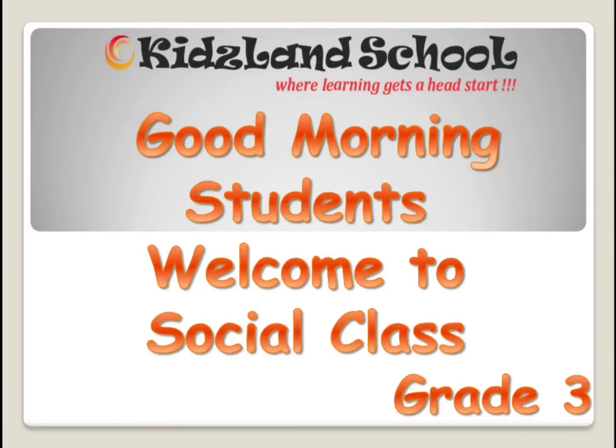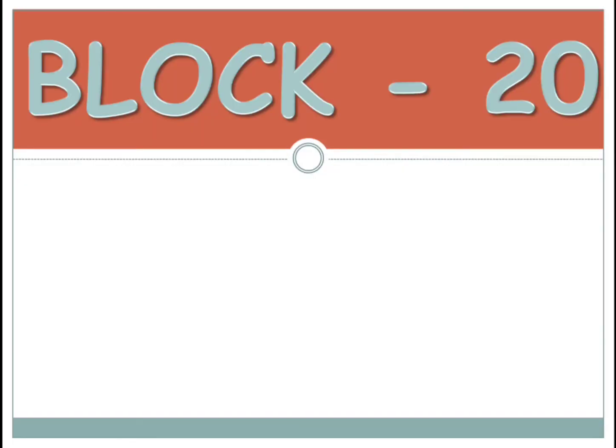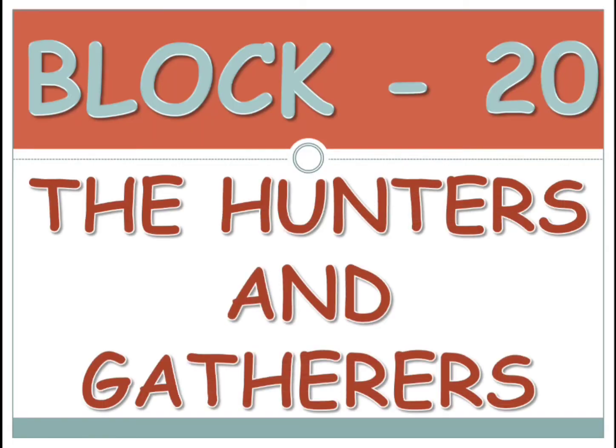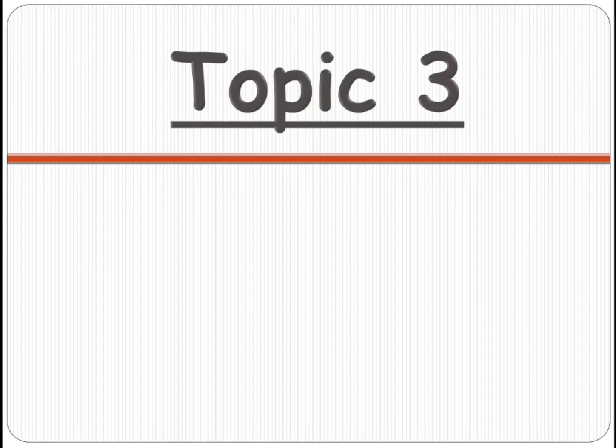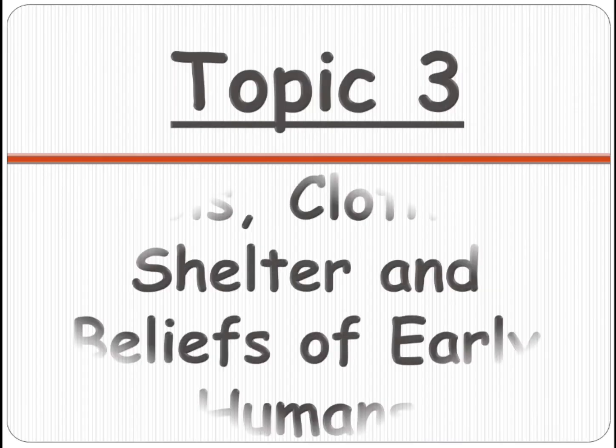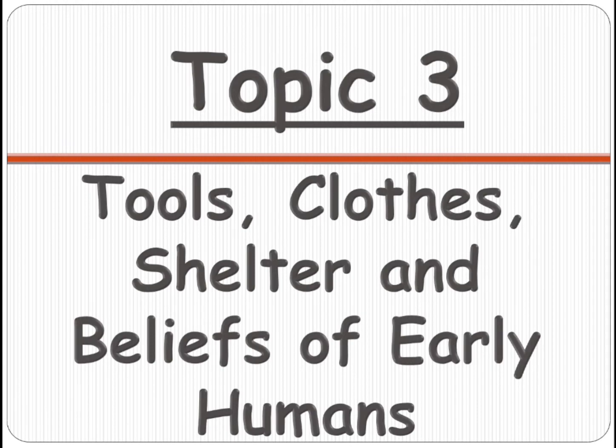So, in social, we are learning the 20 block, which is the hunters and gatherers. In this, we have learned how early humans were hunters and gatherers and how they used to paint the caves, isn't it, children? In the third topic, we are going to learn the tools, clothes, shelter, and beliefs of early humans. Please open your social content book, children, and turn to page number 126.